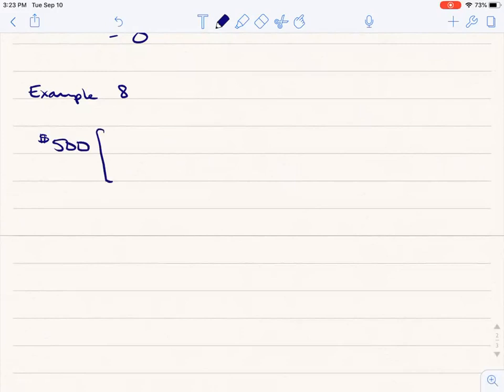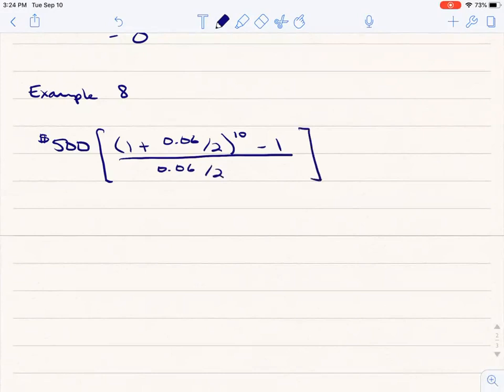500 times [(1 plus 0.06 divided by 2) to the power of 10, minus 1] over 0.06 divided by 2. This is math that we'll need to use a lot of, right? So this is where I need you to be working at, okay? And I know it looks nasty, but it's just brackets and exponents, and it's not that bad, right?